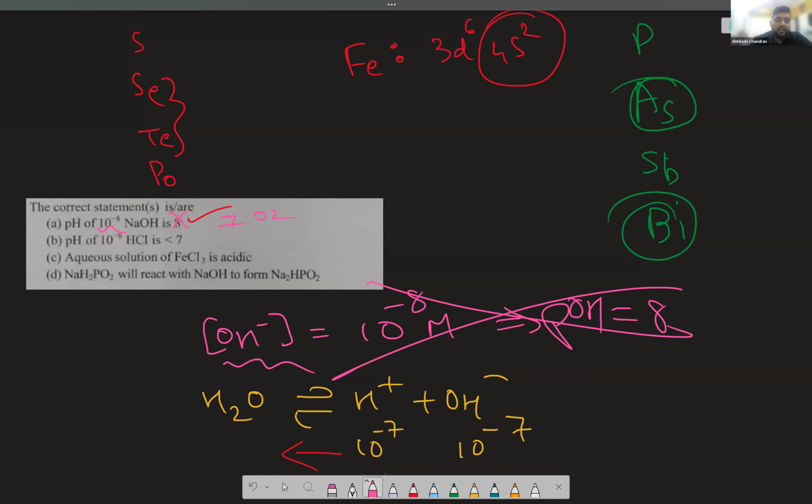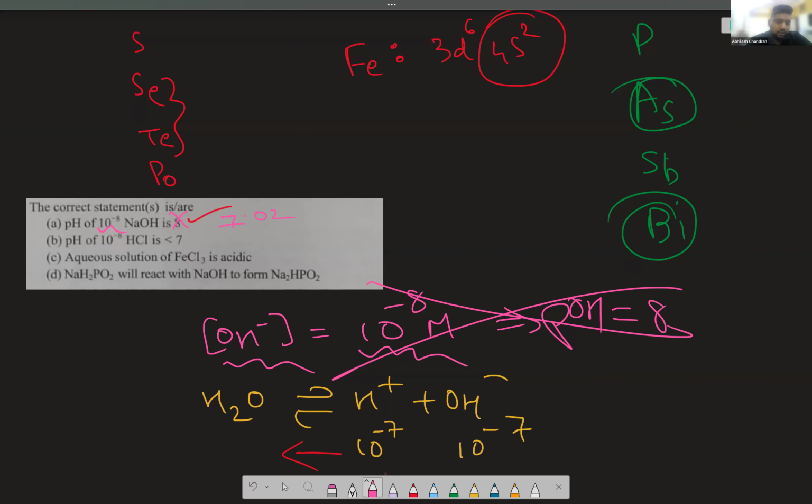I mean, I can't say that 10 to the power minus 8 molar OH minus from NaOH is there, so pOH is going to be 8, pH is going to be 6. No, right? So pH is going to be very close to 7 because this is a very dilute solution of NaOH, which is as good as water. Of course, NaOH is basic, so this has to be more than 7.